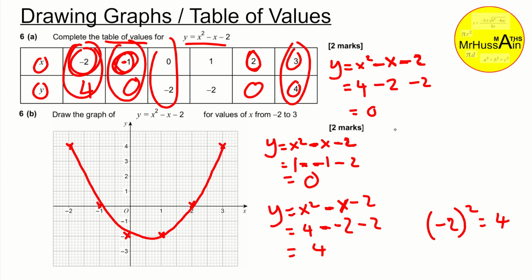That's done. It's also worth noticing when you have a positive x squared, your graph looks like this. When you have negative x squared, your graph will look like this. And if it doesn't, then you need to do it again.